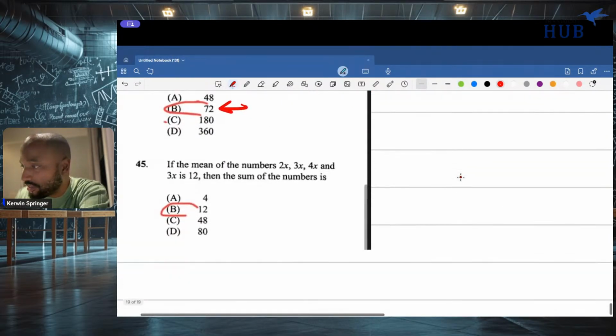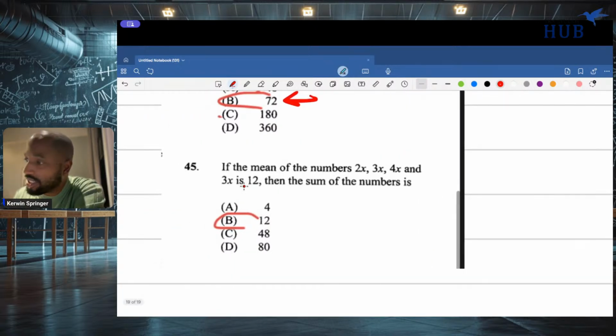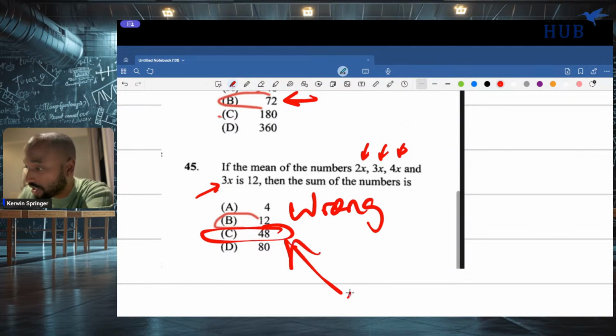If the mean of the numbers 2x, 3x, 4x, and 3x is 12, then the sum of the numbers is... So the mean of the numbers 2x, 3x, 4x, and 3x is 12. If the mean of these numbers is 12, that means all of these numbers average 12, and how many numbers do we have here? 1, 2, 3, 4. 4 times 12 is 48, that is the answer. So this is correct. So watch out for that one.